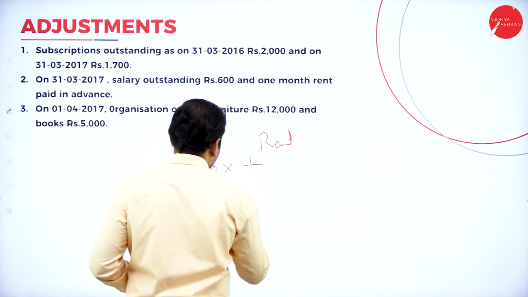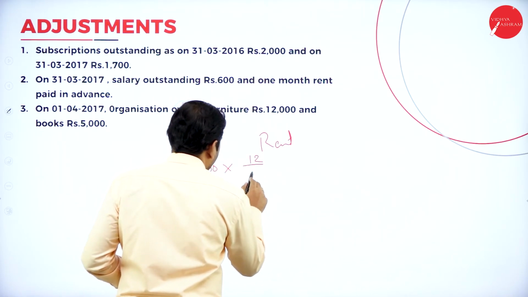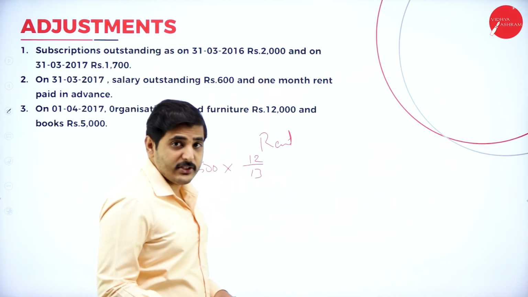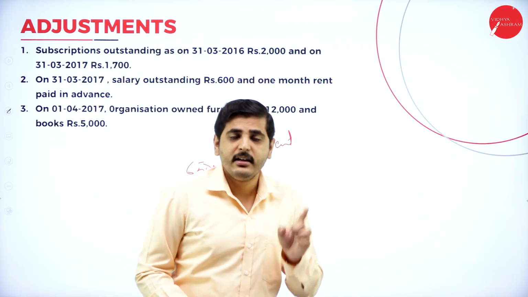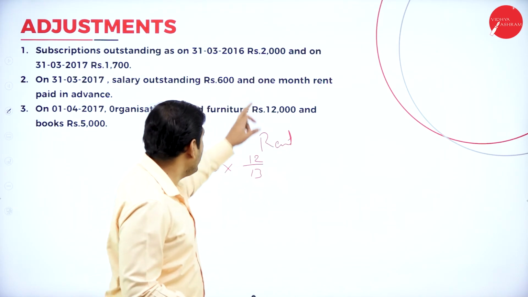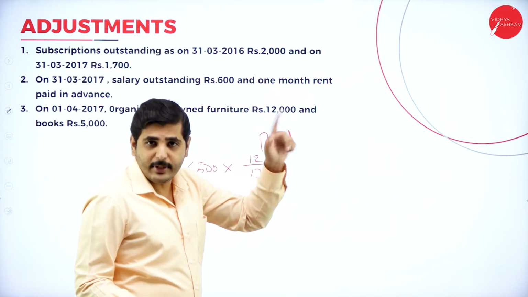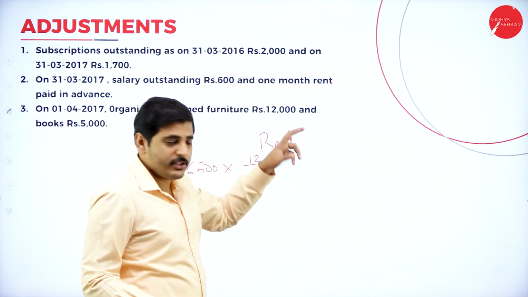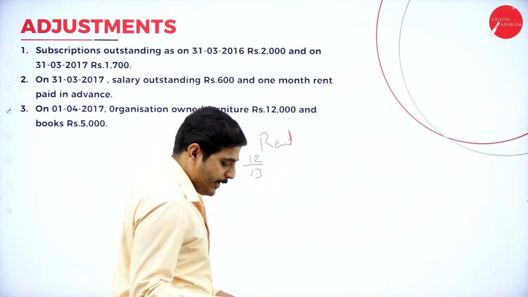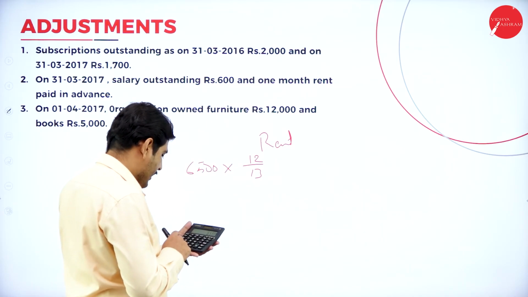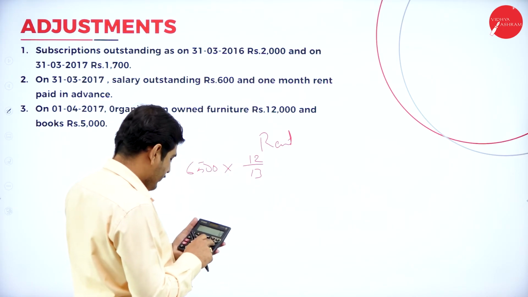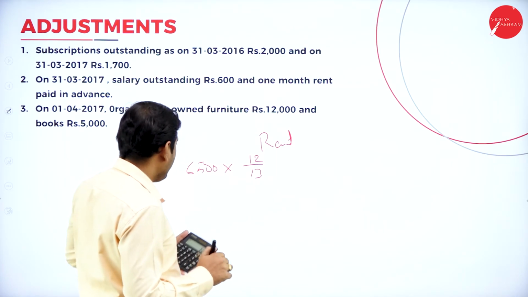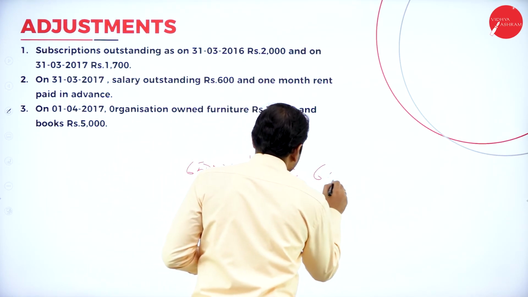So 6,500 for how many months have we paid? 1 month rent, or we can write 12 by 13. So for 13 months we have paid. How many months in a year? There are 12 months, but we have paid 1 month extra, means 12 plus 1 equals 13 months. So 6,500 into 12 divided by 13. So we have to pay only 6,000.